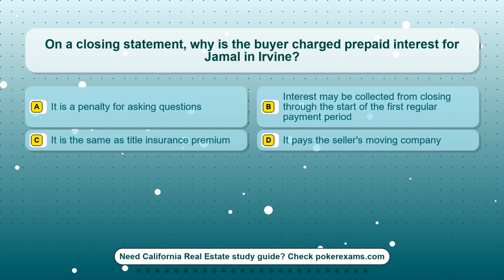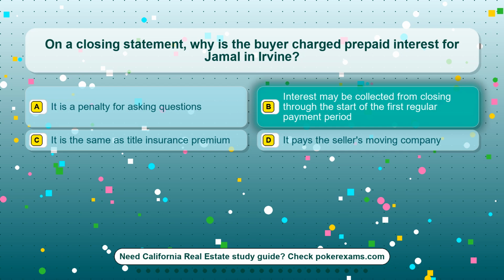Question 25. On a closing statement, why is the buyer charged prepaid interest for Jamal in Irvine? Option A. It is a penalty for asking questions. Option B. Interest may be collected from closing through the start of the first regular payment period. Option C. It is the same as title insurance premium. Option D. It pays the seller's moving company.